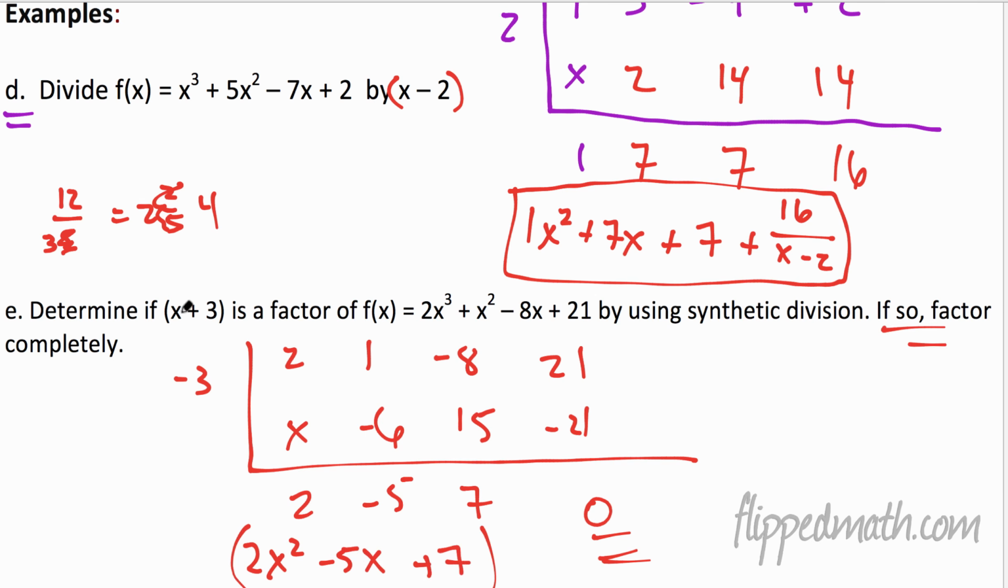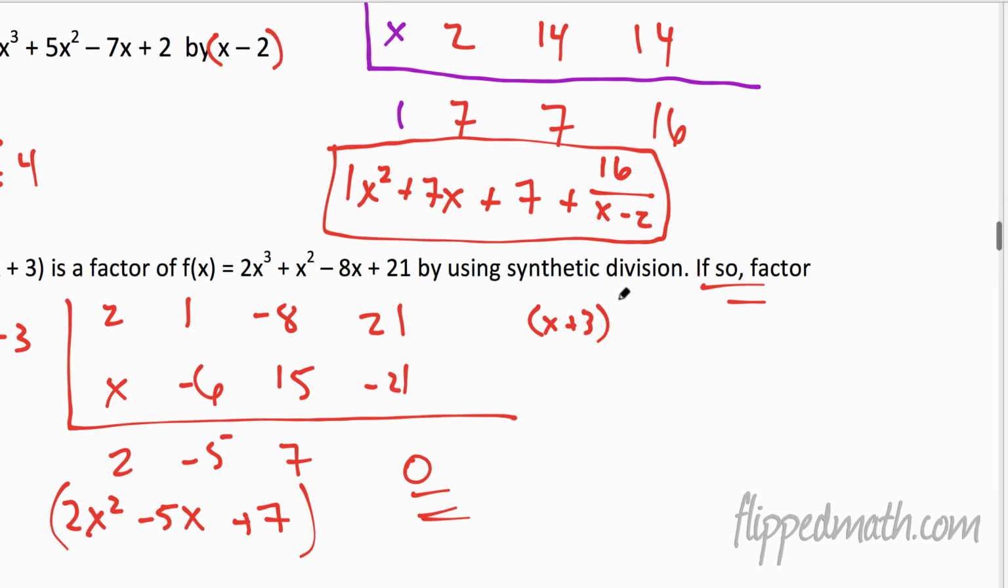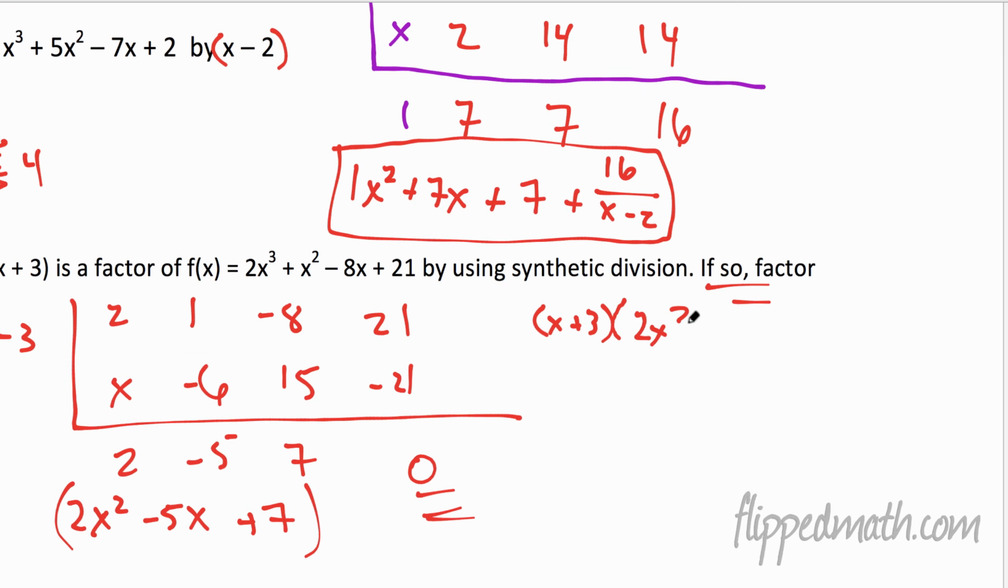So the first factor was x plus 3. And now, because it divided evenly, I can say that the other factor must be 2x squared minus 5x plus 7. Oh, now we have to factor that. So how does that factor? Well, however you learned how to factor, there's a couple ways to learn how to factor. But we got a 2. How do you get a 2x squared? A 2x and an x.